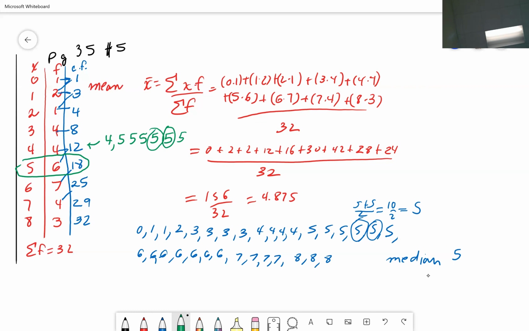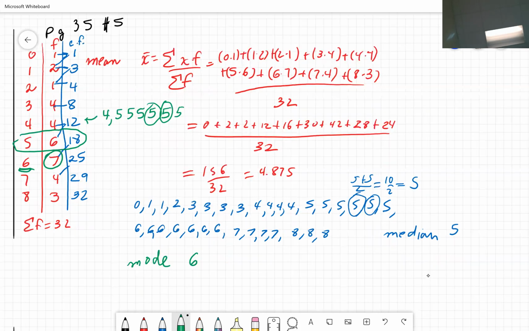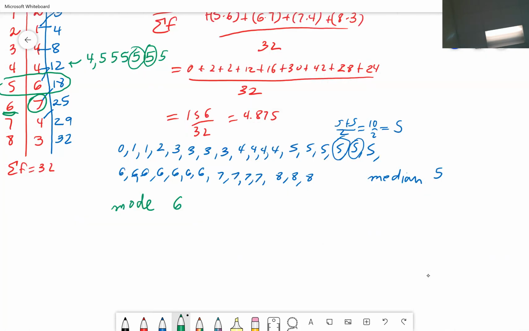Now, what's the mode here? Which number repeats the most? It's not 6. Oh, yeah, it's this one. So the mode is 6, because 6 repeats 7 times. This would register as a peak if we were to do a histogram.